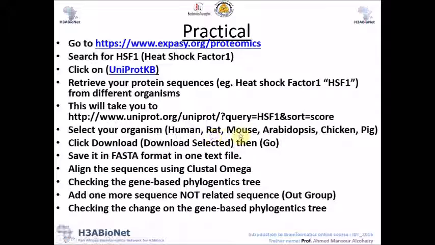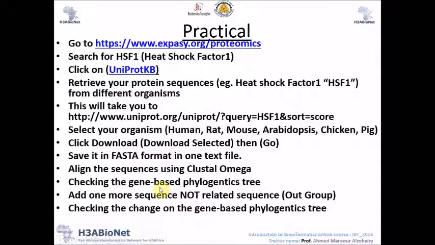We will take the heat shock factor 1 from these different organisms and try to make a multiple sequence alignment between them, and see which one is closer to the others, what domains they all contain, and what the difference between them is. After we select these, of course we will download them in FASTA format and keep them, and also we'll do the alignment using Clustal Omega.